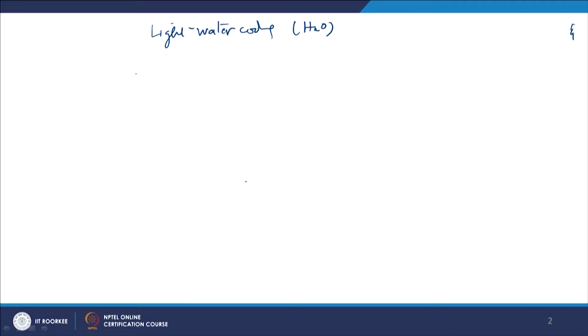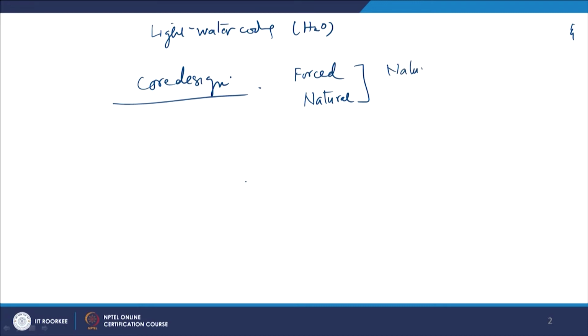It is a very unusual core design. The core design of this reactor facilitates both forced and natural cooling of the core. It facilitates both types of cooling, and natural fuel and enriched fuel. So, it is a very versatile type of reactor.